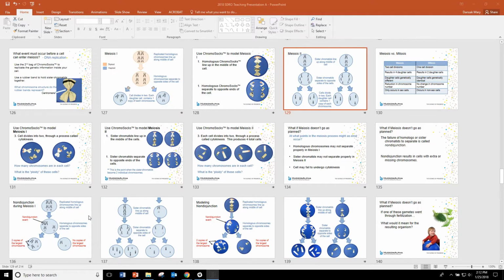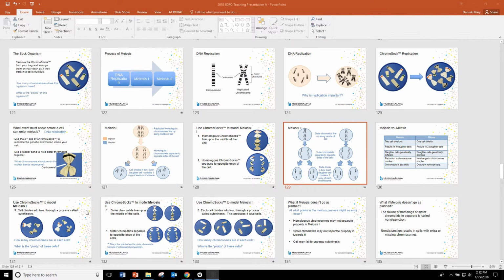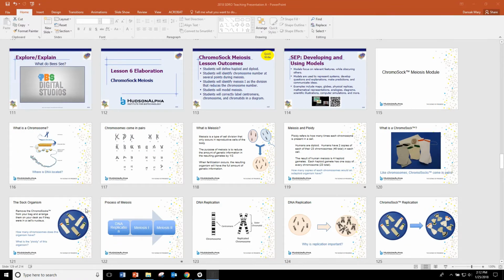I do want to point out a few points of interest, points of confusion, or other kinds of tips before you take off to do this in your classroom.